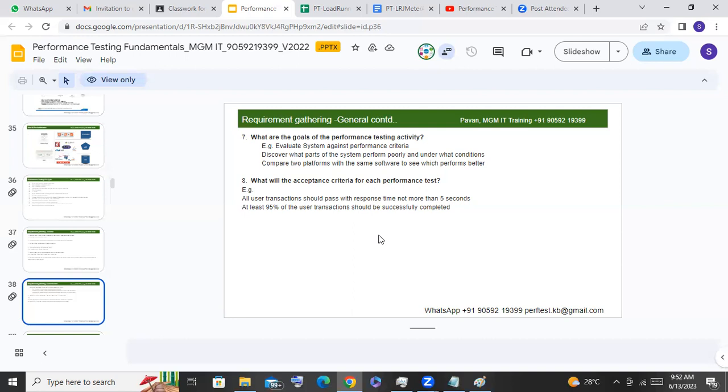And you would also have to capture the acceptance criteria for the server monitoring metrics, like what the CPU should be under, what the memory should be under, all this information. Clear about it, guys?